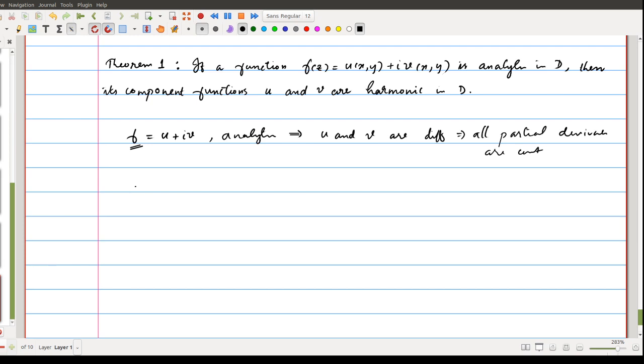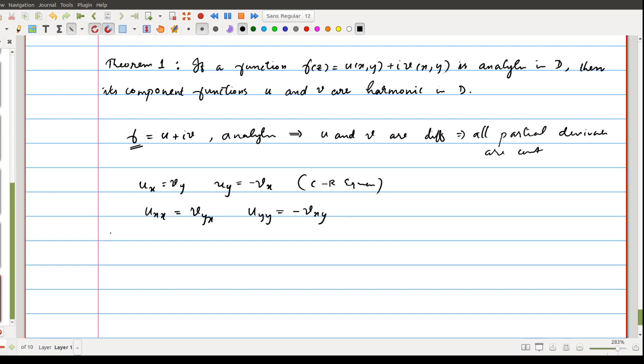And finally, if we consider u, then we know that ux equals vy and uy is equal to minus vx because of the Cauchy-Riemann equations. This is a consequence of a necessary condition of a differentiable function. Then we have ux equal to this, uy equal to this. Now what is uxx? Uxx is nothing but vyx. Similarly, what is uyy? Uyy is nothing but minus vxy.